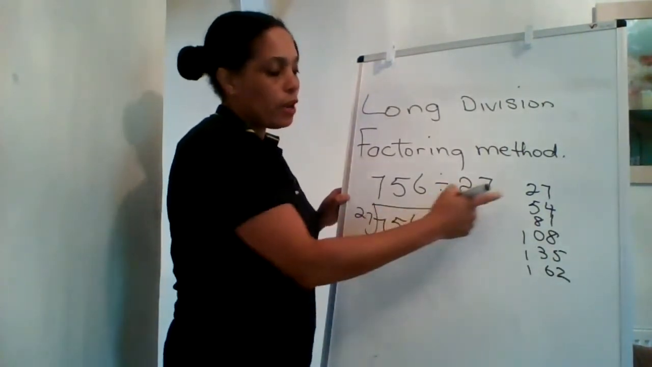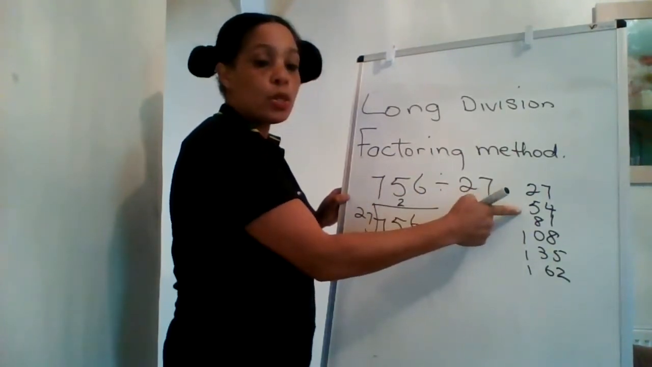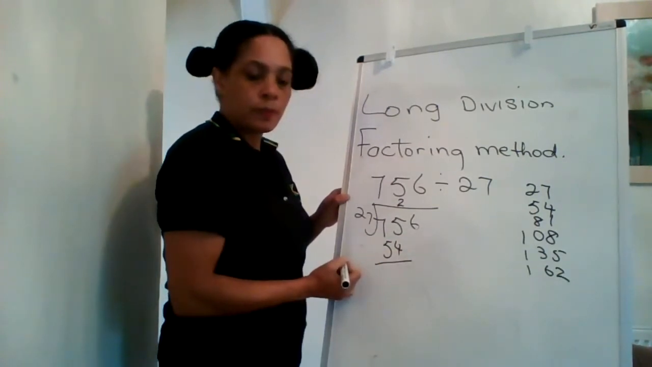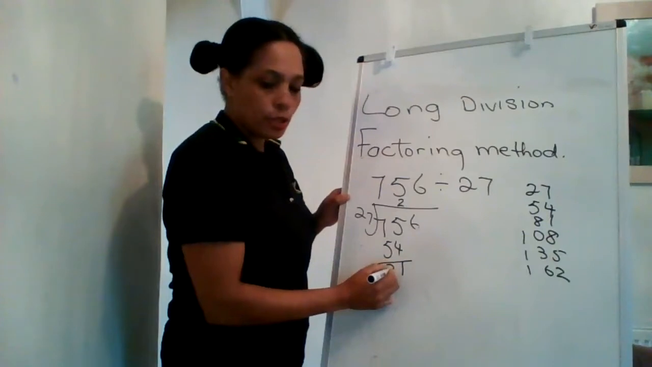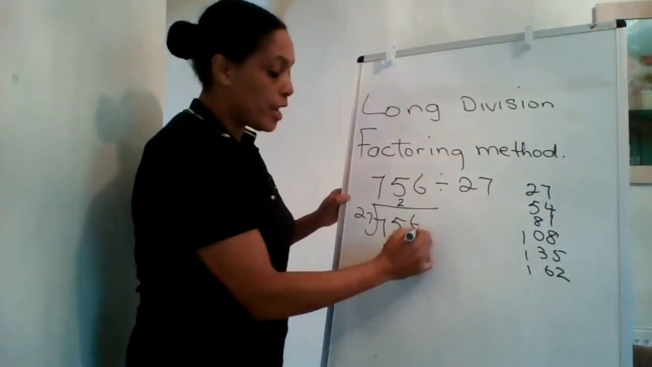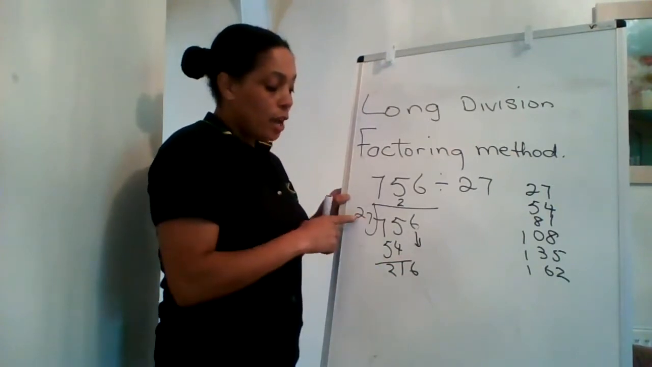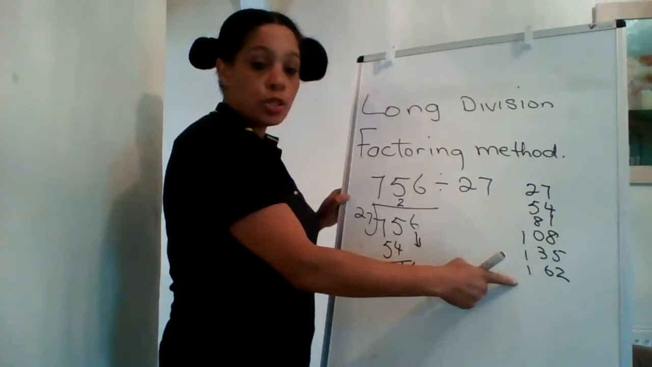27 into 75 is 2 times. So I'm writing 2, but 2 times only gives me 54. 4 from 5 leave 1, 5 from 7 leave 2. So I have 21 there. I now need to take down my 6. So I have 216. I now need to say 27 into 216. I do not have 216 there.